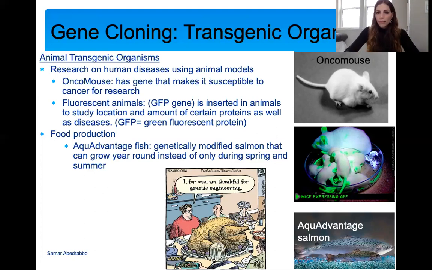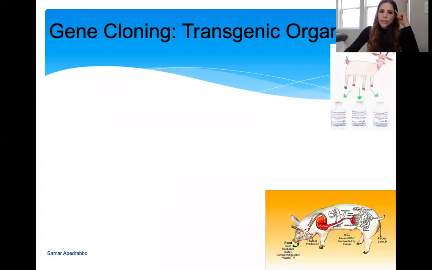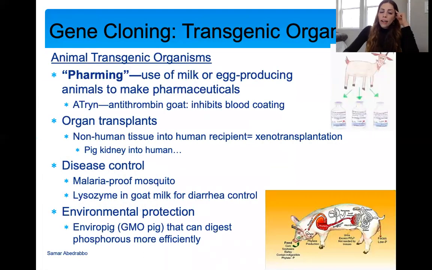So again, that's a genetic modification where you've altered their genes. And another way is farming. I want everyone to know the definition of farming. It's using milk or egg producing animals to make pharmaceuticals. So using animals to make different pharmaceutical products. Atryn, antithrombin from a goat, inhibits blood clotting. So this is a medication that we've gotten from a goat, and it's a medication that we use in people who have blood clotting. So this is where you get it.